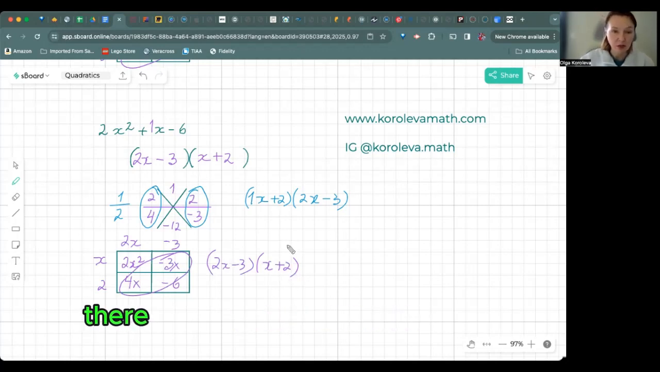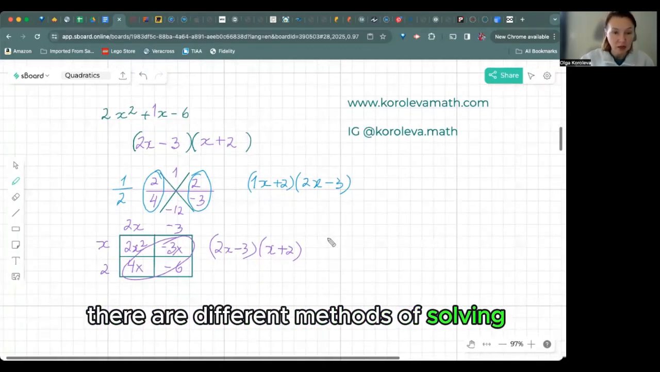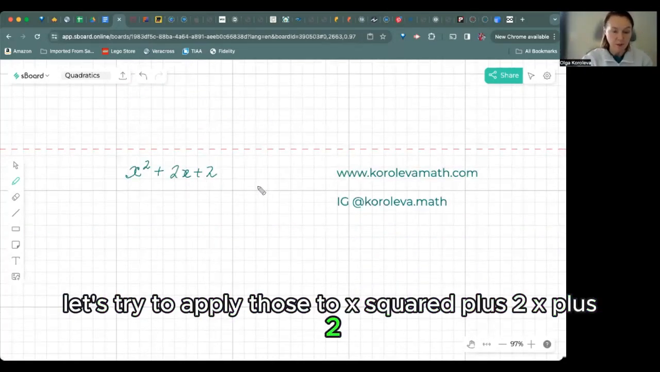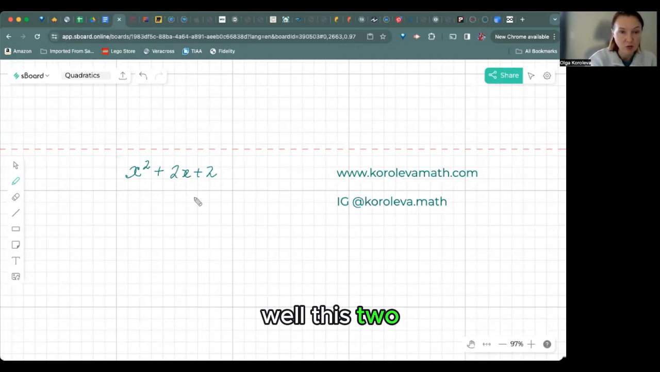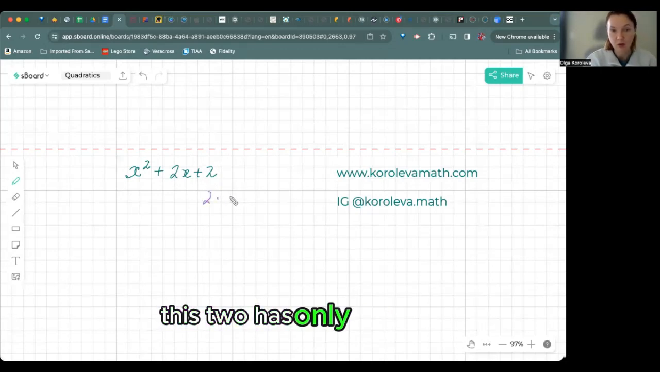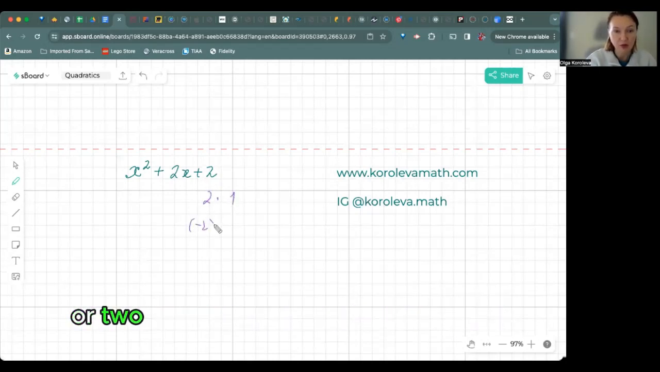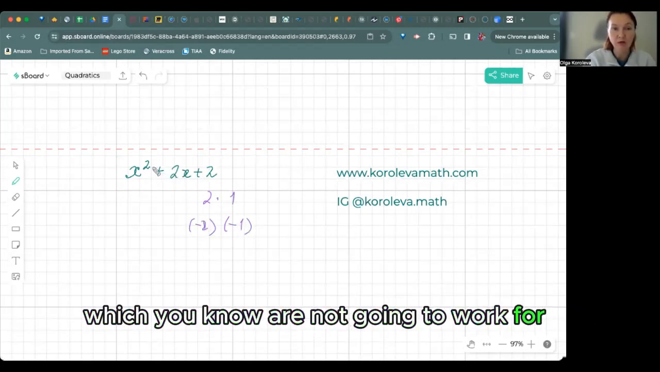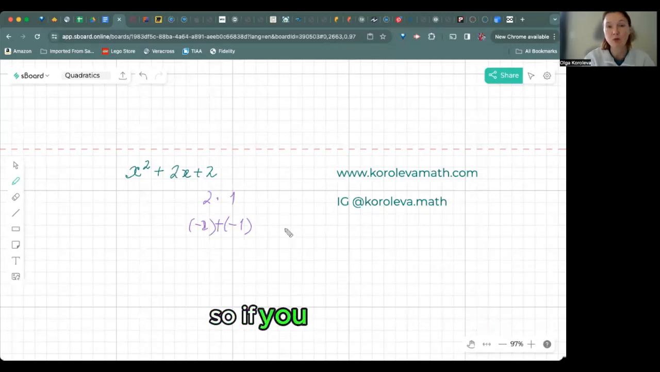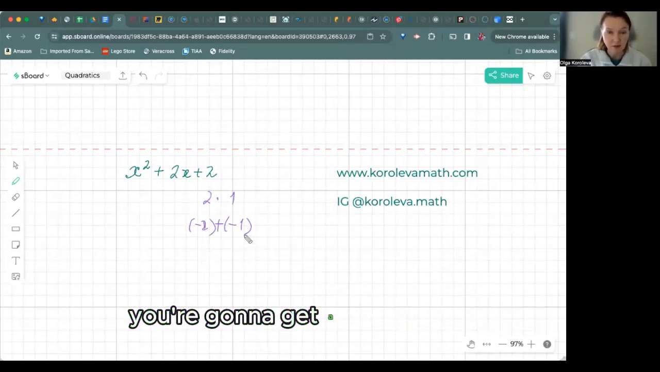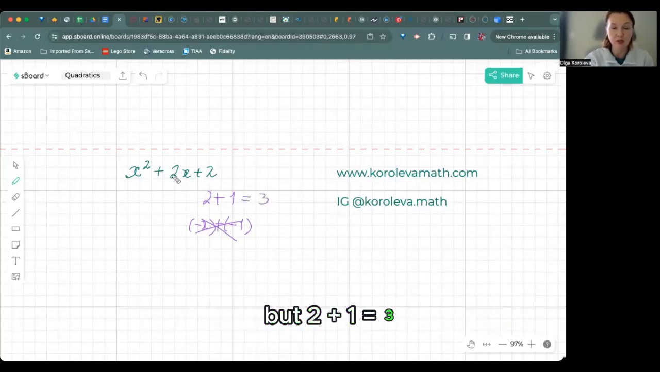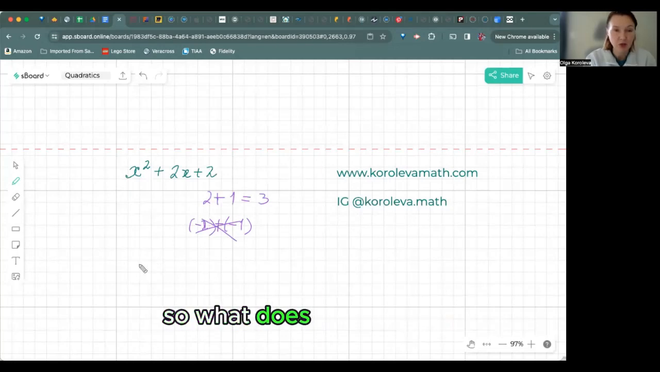So as you can see, there are different methods of solving those. Let's try to apply those to x squared plus 2x plus 2. Well, this 2 has only two multiples, 2 and 1 or negative 2 and negative 1, which we know are not going to work for us because we have a plus sign here. So if you add them up, you're going to get a negative number. So that obviously doesn't work. But 2 plus 1 equals 3. It does not equal 2. It doesn't work either.